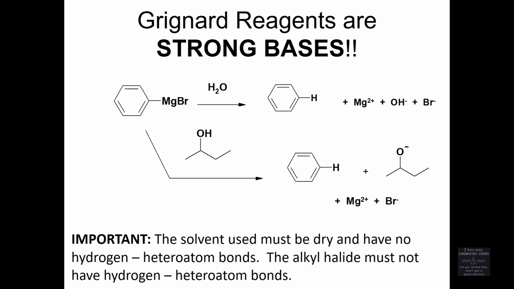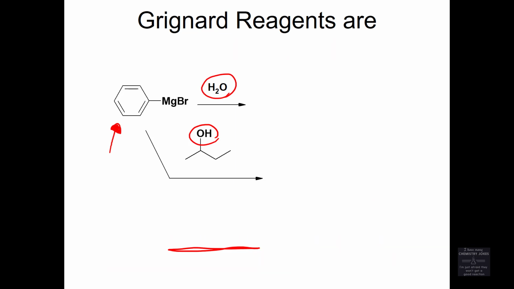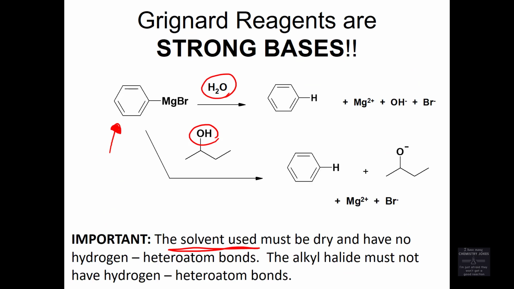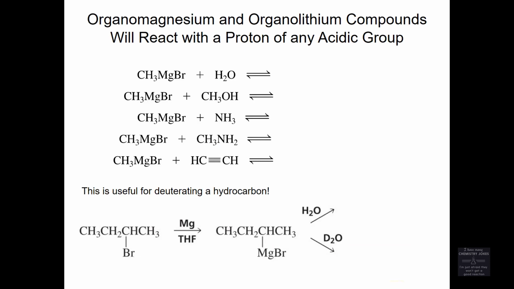When you want to do something else with your Grignard, you have to make sure that the solvent you use in your reaction has no hydrogen heteroatom bonds. Why does that matter? If you have hydrogen heteroatom bonds, the Grignard will simply act as a base and deprotonate your hydrogen heteroatom bond. The thing that you're trying to turn into a Grignard cannot have any hydrogen heteroatom bonds. That's a big deal as we move forward and talk more about these Grignard things.